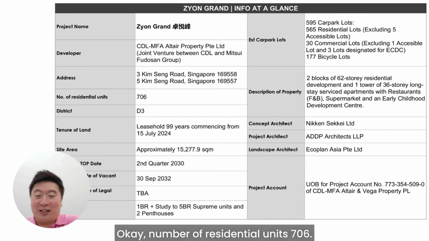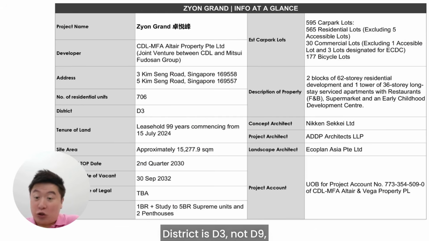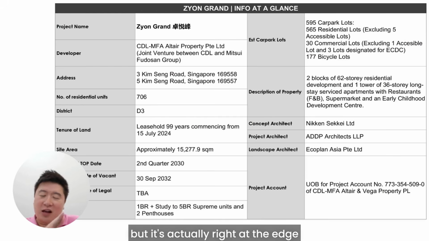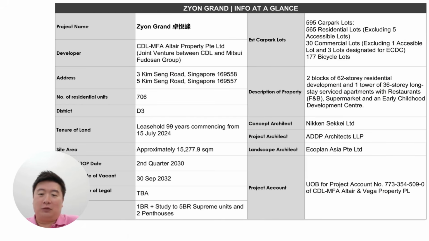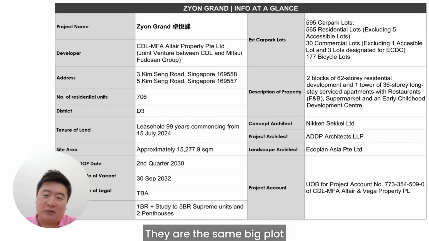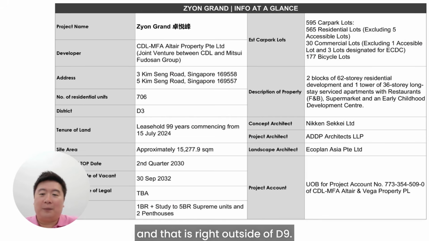Okay, number of residential units 706. District is D3, not D9. But it's actually right at the edge of D9, just like Promenade Peak, because they are like the same big plot of land cut into two projects that is right outside of D9.